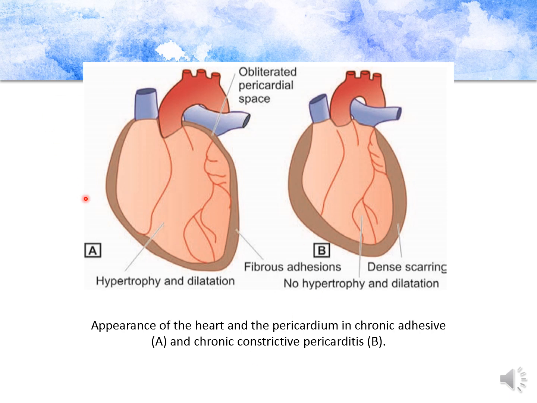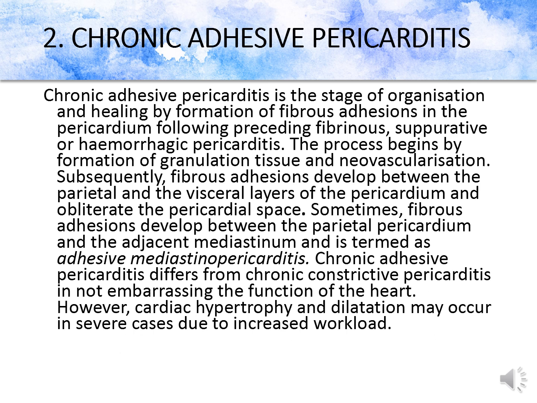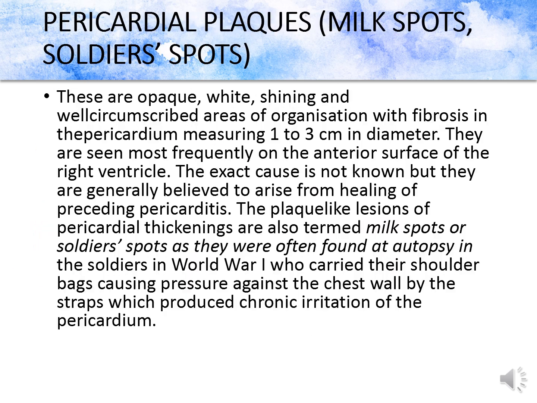So we see the appearance in heart and pericardium in chronic adhesive and chronic constrictive pericarditis. There are various cases of pericarditis seen in tuberculosis. In case of chronic adhesive pericarditis, the stage of organization and healing of the pericarditis and various pathologies.